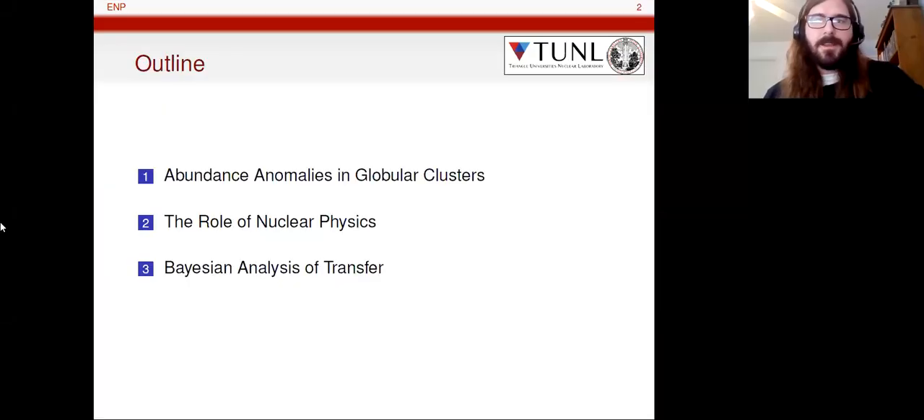And then the final part is going to be presenting a Bayesian analysis method that I developed for these transfer reactions that really also allows you to see the limits of this method in specific cases and the need for multiple techniques in order to actually get at some of these rates.